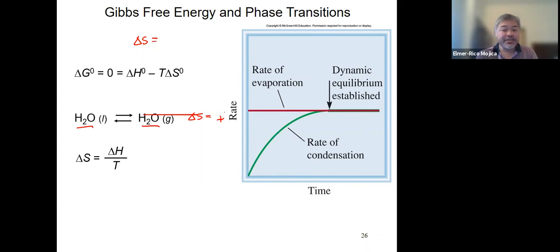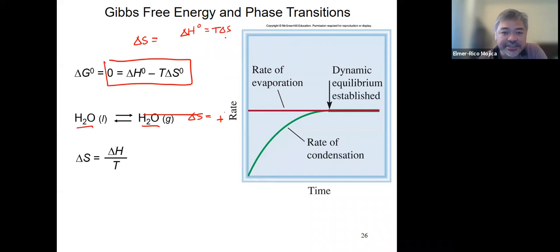Now, what if we want to get the value? We still do it like this. We rearrange it in such a way that delta S is the one we get here. So how did we end up with this one? You have again delta H equals T delta S, and then we just divide by the temperature.